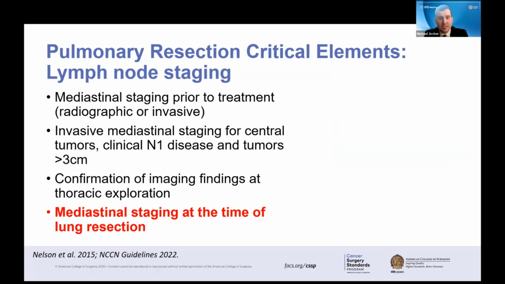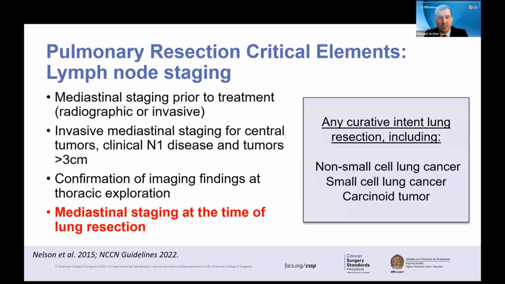Standard 5.8 specifically focuses on the importance of mediastinal staging done at the time of lung resection. The standard applies to all operations performed for curative intent in patients with non-small cell lung cancer, limited stage small cell cancers, and carcinoid tumors, and includes all extents of resection, including segmentectomy and wedge resections.